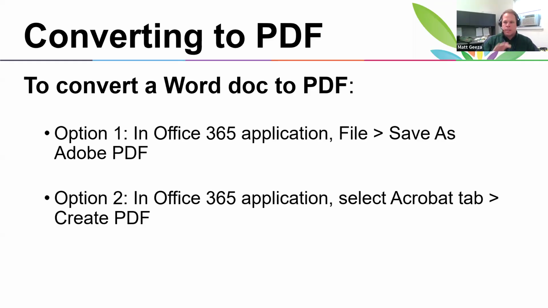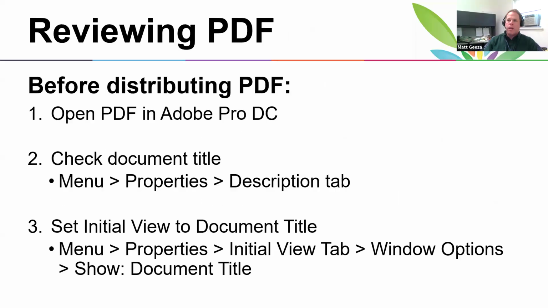So again, this is just giving you the preview. And then once you've saved your PDF and opened the PDF, before you distribute it, there are a few things that you want to do. So the first thing is opening it in Adobe Pro DC. And then one of the things that we talked about in making other types of documents like Excel, PowerPoint, and Word accessible is adding a document title. So if you've added the document title, we just want to verify that it's present.